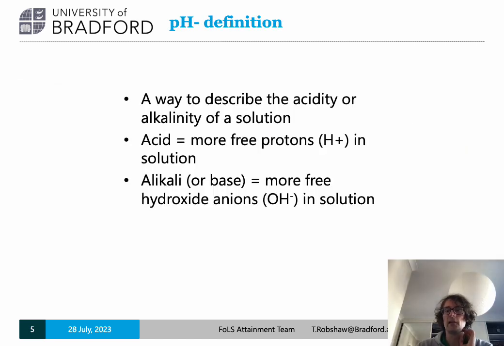Let's make sure we're clear on what these terms actually mean, and we'll start with the simpler of the two. So pH is a measure of the acidity or the alkalinity of a solution. Immediately having said that, we have to stop and take a step back, because what I'm doing here is introducing more terms that we might not be completely familiar with. So let's go right back to the behavior of water.